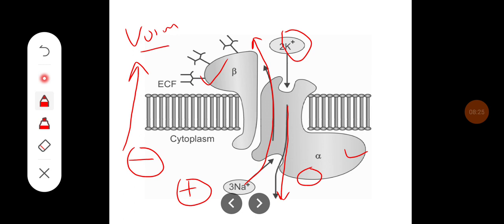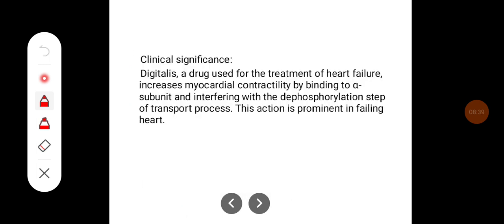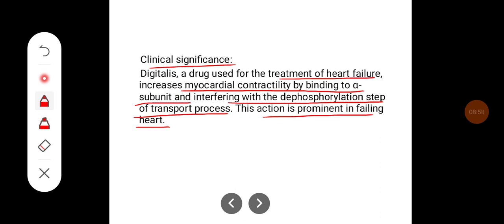And another function is because of the ATPase activity, the heat which is going to be released is very important for the cellular functions. Clinical significance. Digitalis, a drug used for the treatment of heart failure, increases the myocardial contractility, binding to alpha subunit and interfering with the dephosphorylation step of the transport process. This is prominent in the failing heart.